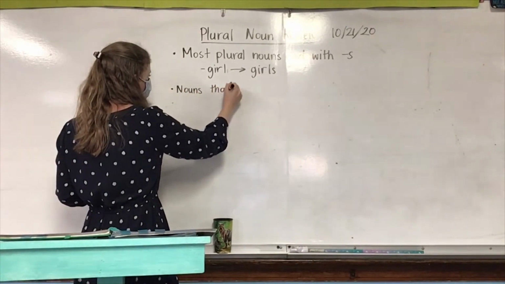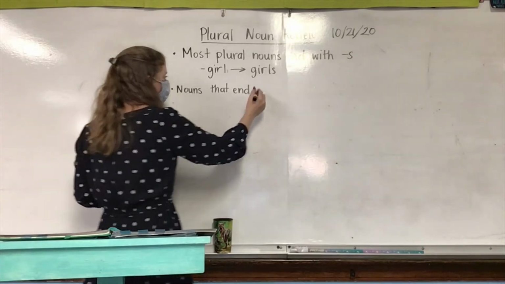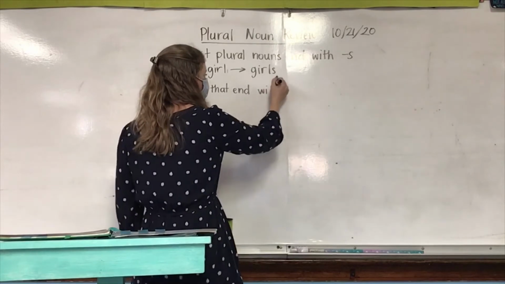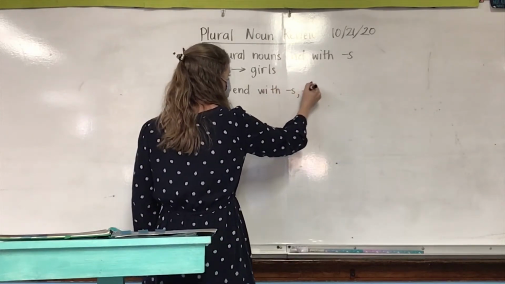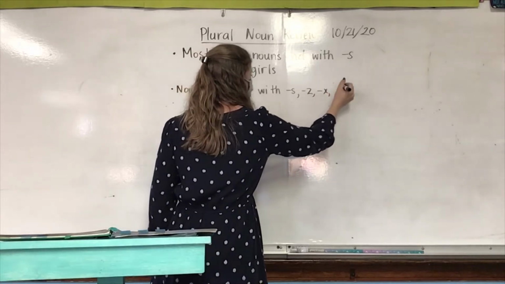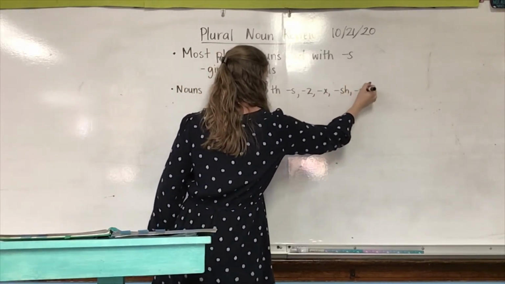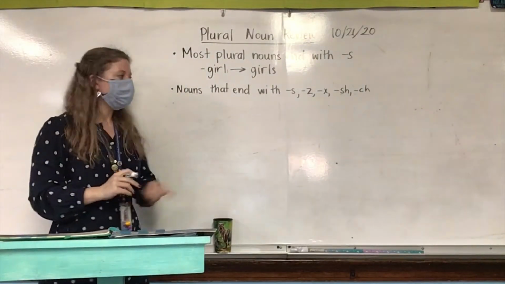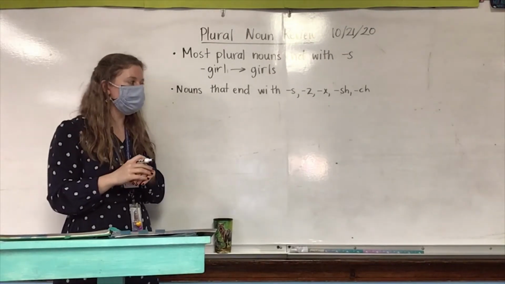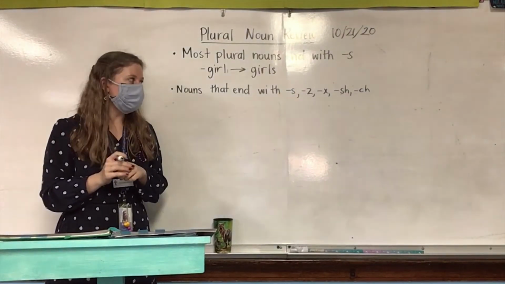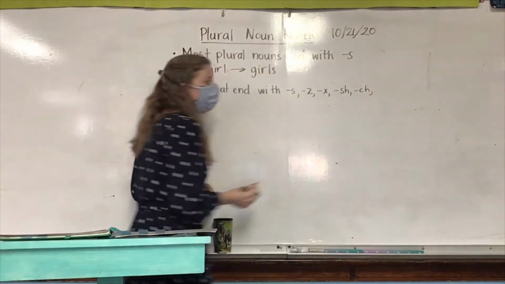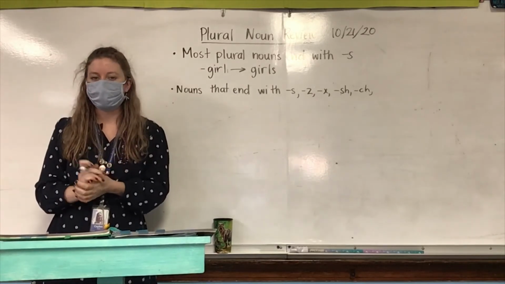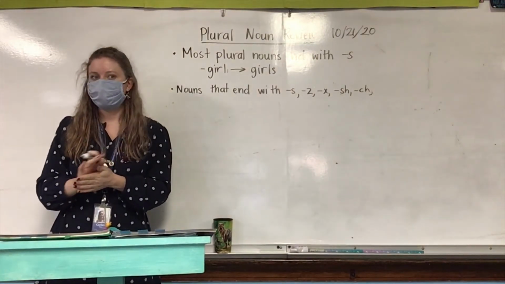Nouns that end with S, Z, X, SH, or CH. What do we do to make nouns that end with S, Z, X, SH, or CH plural? What do we add to the end to make them plural? Victoria.